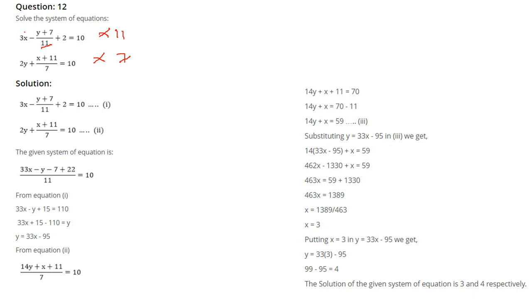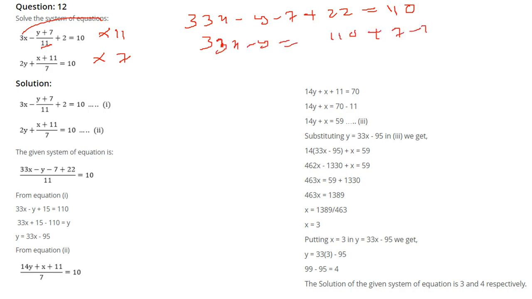So it will be 33x, so the 11 is cancelled. So this will be minus y minus 7. And then you have plus 2 into 11 is 22. Then you have 11 into 10 is 110. This is your first equation. So 33x minus y will be equal to 110 plus 7 minus 22.